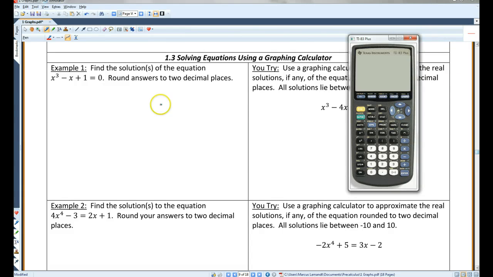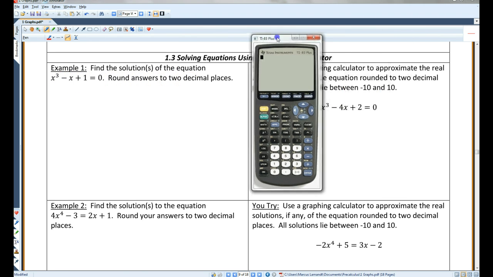Alright, if you guys could please turn to 1.3, solving equations using a graph and calculator. Example 1. Find the solutions of the equation x cubed minus x plus 1 equals 0. Round answers to 2 decimal places. Because they do want you to use a graph and calculator here, you're going to graph it.